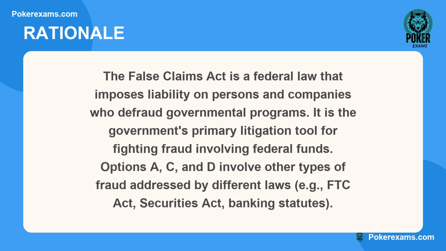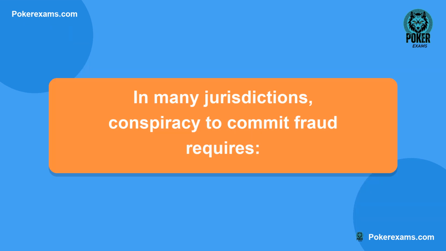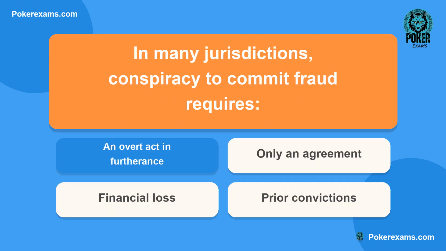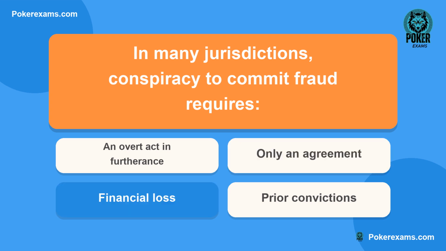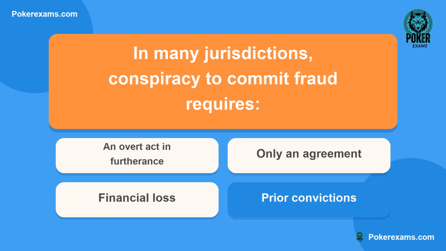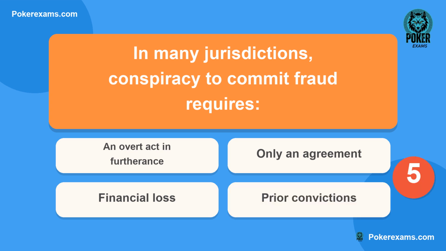Options A, C, and D involve other types of fraud addressed by different laws, e.g., FTC Act, Securities Act, banking statutes. Next question. In many jurisdictions, conspiracy to commit fraud requires: is it A, an overt act in furtherance? Or B, only an agreement? Could it be C, financial loss? Or lastly, D, prior convictions?